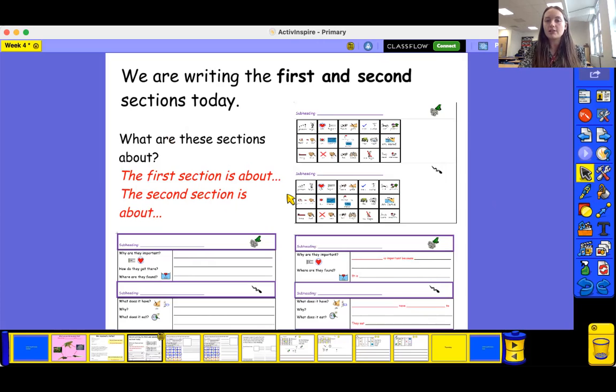The first section is about. The second section is about. Pause the video, tell somebody in the room, what are the first and second sections about? Brilliant, well done. So hopefully you've spotted the first section is about frog spawn. Frog spawn. Let's say that together. The first section is about frog spawn.